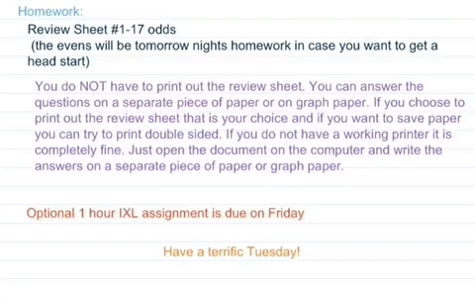Tonight for homework, you will be working on the review sheet, numbers 1 through 17 odds. Tomorrow night, the evens will be for homework in case you wanted to get a head start. You do not need to print out the review sheet. You can answer the questions on a separate piece of paper or on graph paper. If you do choose to print out the review sheet, that is your choice. And if you want to save paper, you could try to print it double-sided.